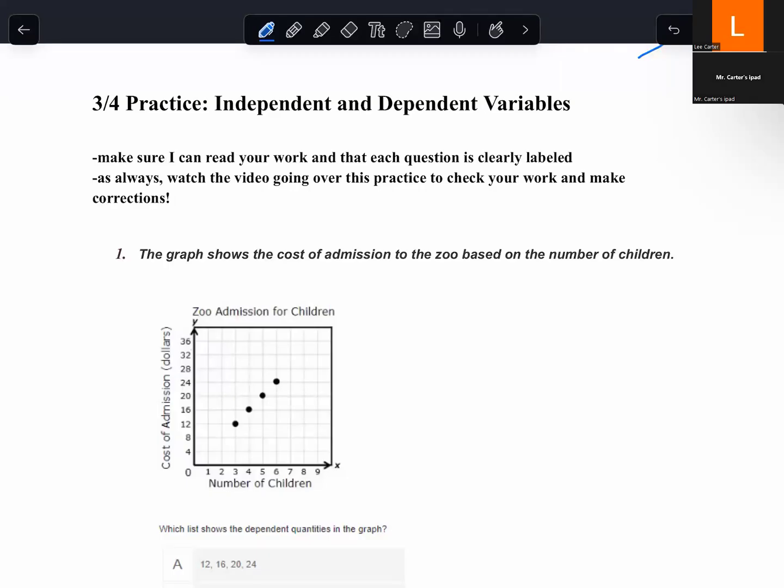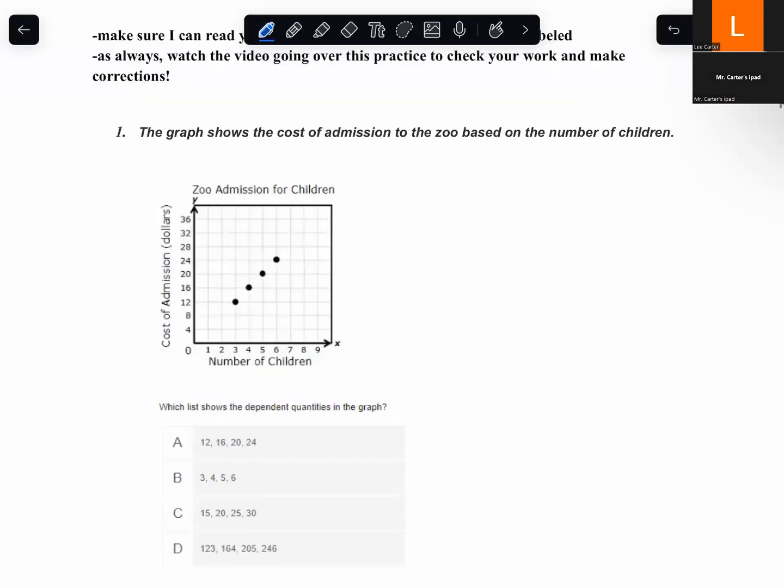All right, so we're in March the 4th now, kind of wrapping up our equations unit this week. So we're on independent and dependent variables. So there's less work to show on these. There's a little bit towards the bottom.